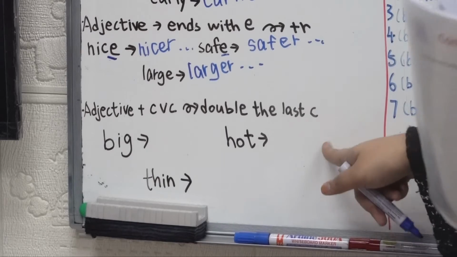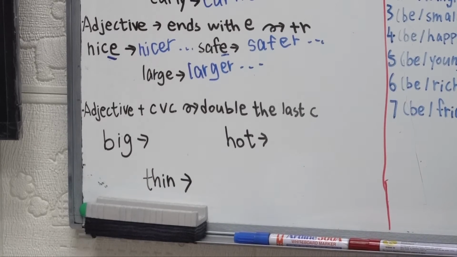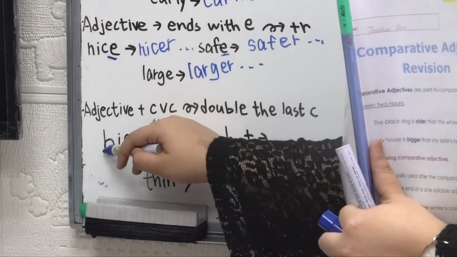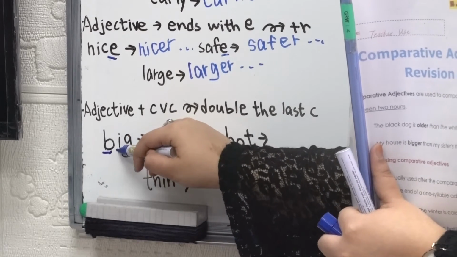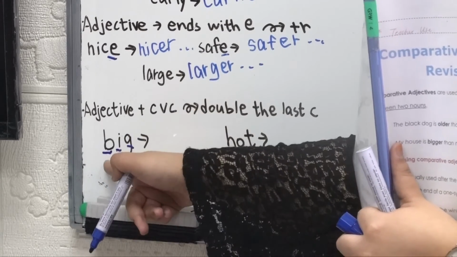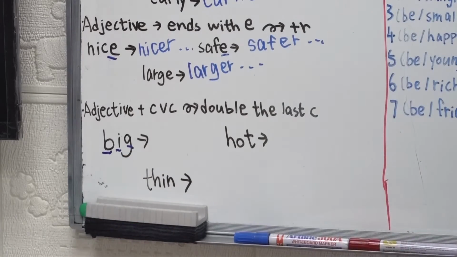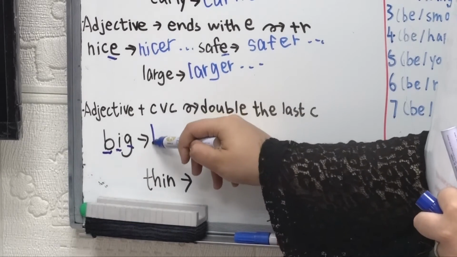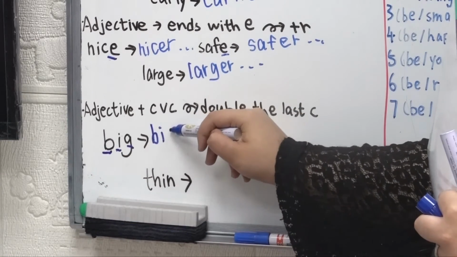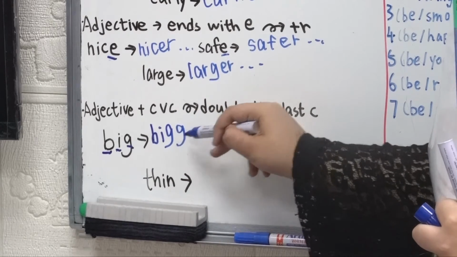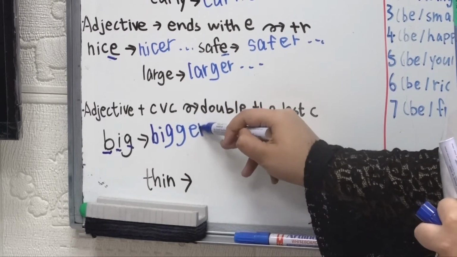Next one, as I said, adjective with consonant, vowel, consonant. We double the last consonant. So big is consonant, vowel, consonant. Consonant is B, vowel is I, right? And then G is also a consonant. So all you have to do is double the last consonant only and then add ER. So the last consonant is G, right? And then we add ER.